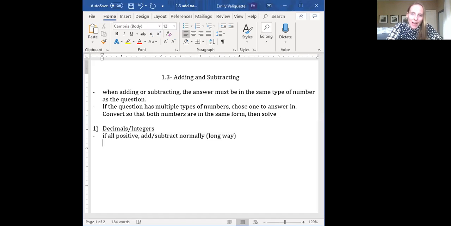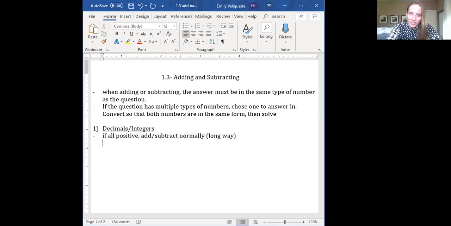When adding or subtracting, your answer should be in the same form as whatever the question was. So what I mean by that is if you are asked to subtract two fractions, your answer has to be a fraction. It can't be a decimal. If you were subtracting or adding two mixed numbers, your answer has to be a mixed number, not an improper fraction and not a decimal. So just keep that in mind.